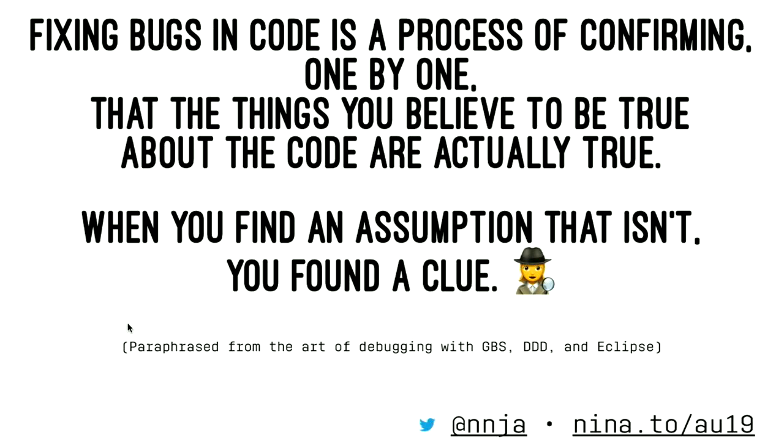Because at the end of the day, finding and fixing bugs is a process of confirming one by one that the things that you believe to be true about the code are actually true. And when you find an assumption that isn't, you found a clue.